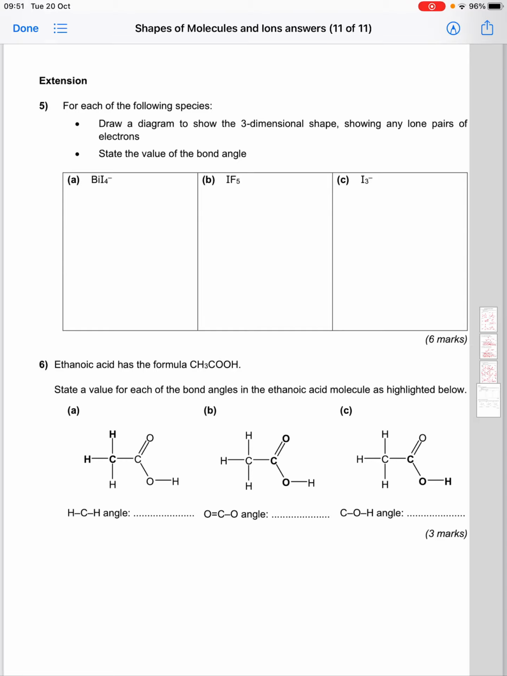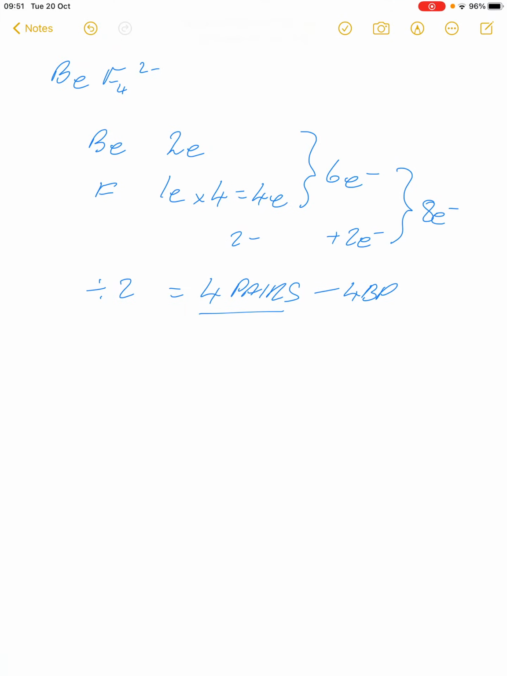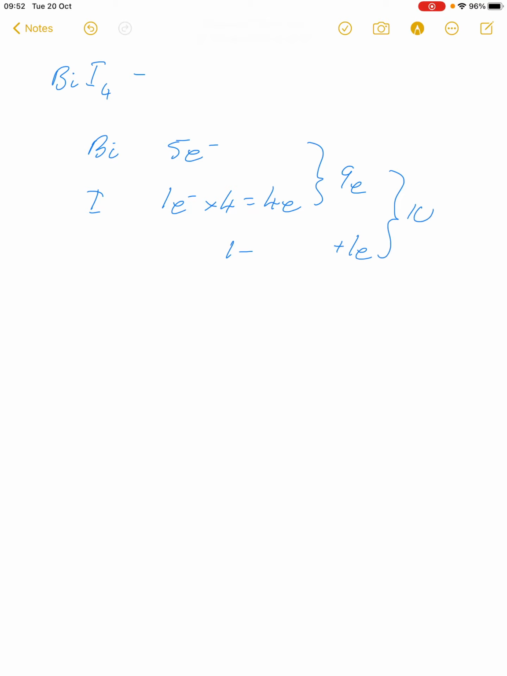Okay, so I've got BiI4 with a minus charge. So bismuth is in group 5, so there's 5 electrons there. Iodine forms 1 covalent bond each, and I have 4 of them. So it's going to be 4 electrons. That's a total of 9 electrons. The 1 minus charge means I need to add another 1 electron, which gives me 10 electrons. Divided by 2, that gives me 5 pairs. From those 5 pairs, 4 of them are bonding pairs, which means 1 of them is a lone pair. So I've got 4 bonding pairs, 1 lone pair.